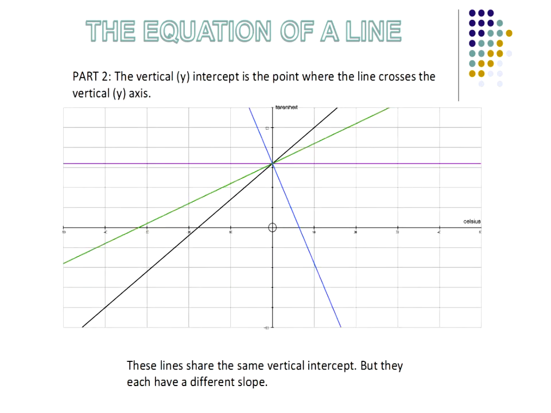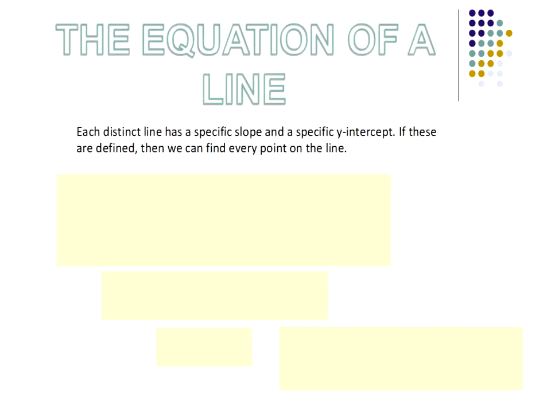And here's the y-intercept. These all have different slopes, but they all cross the vertical axis at the same point. We call this the y-intercept. There's nothing really special about the y-intercept. It's just an easy point to reference. So what we need to do here is identify what the slope is and what the y-intercept is.